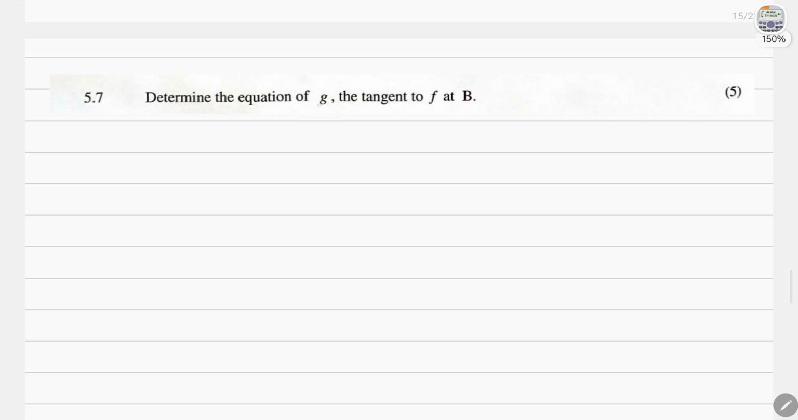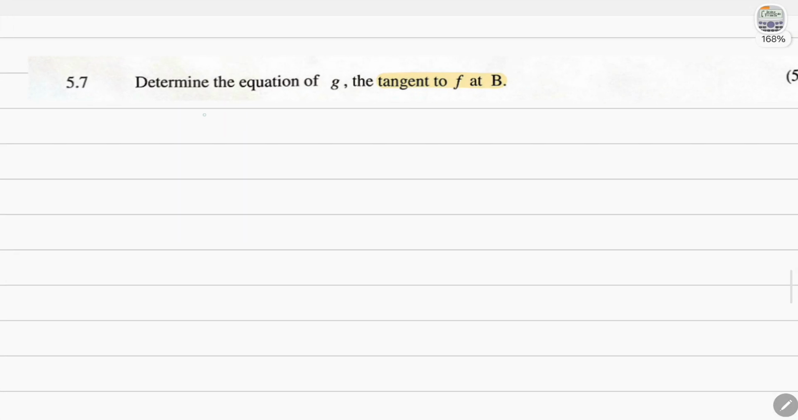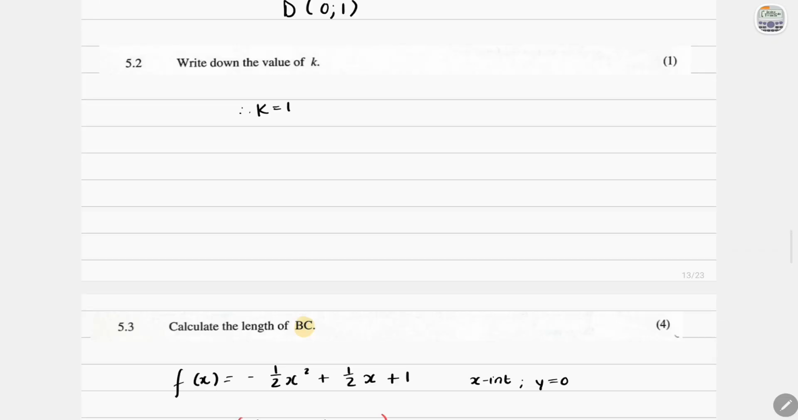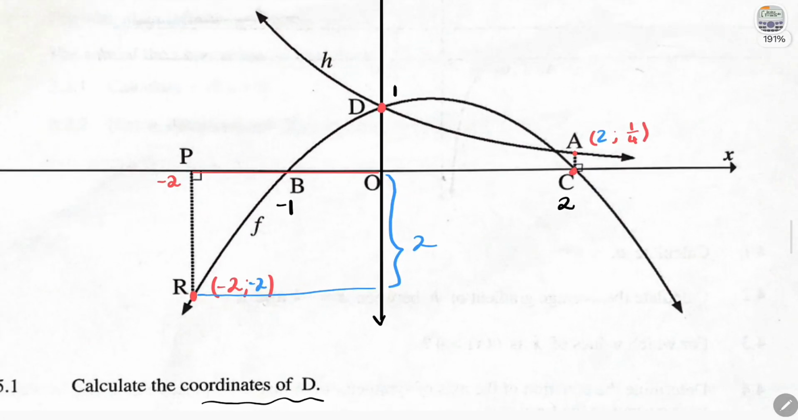Question 5.7 says, determine the equation of g, the tangent to f at b. Okay, so it's a tangent to f at b. A tangent is still a straight line, so it's in the form of y equals mx plus c. So this means that the next thing we'll need to do is find the gradient. And then, of course, we need that y-intercept. But we'll just need 1 point on that tangent to find its y-intercept. So let's go ahead and see how we can find that gradient if the tangent is at b. So this is b.